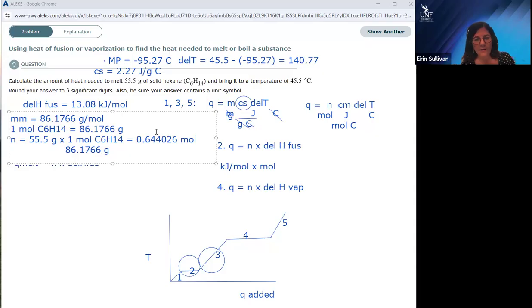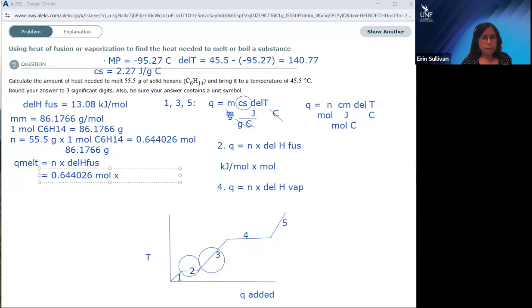So then I can use that number to calculate Q melt. That's this number of moles times delta H of fusion, which is 13.08 kilojoules per mole. If I do that times 13.08, that is 8.424 kilojoules. The moles are cancelled out, right?